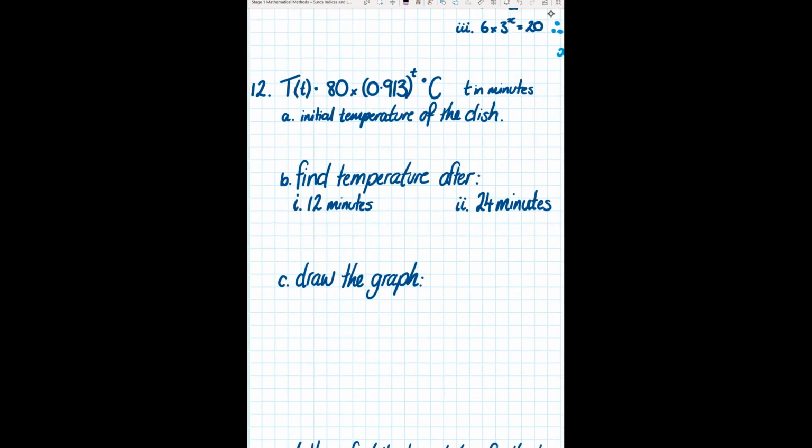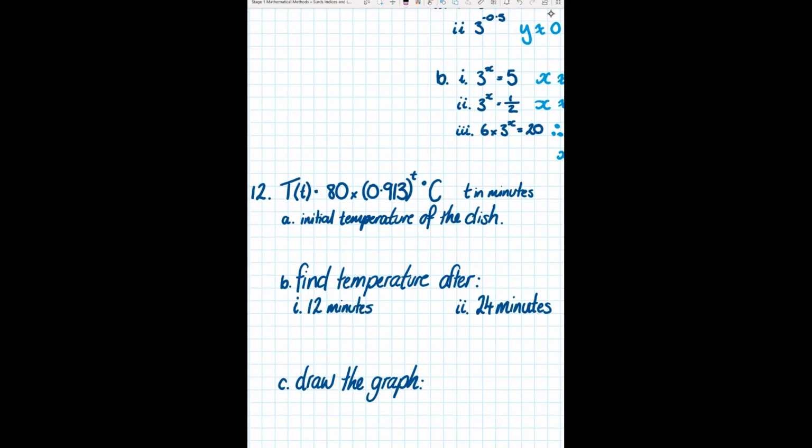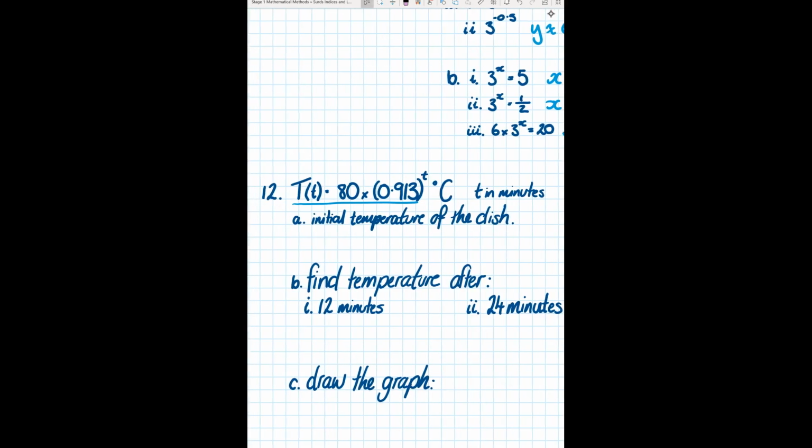Okay, now we have question 12, the final question for this revision. And we have the temperature of a dish that is cooling down. And so the temperature of the dish is given by T as the subject of the time is equal to 80 times 0.913 to the power of T, where T is the time in minutes. Now, straight away we can see that 0.913 is less than 1, so this is a decay problem. It's going to be going down. And we can start looking at our questions keeping that in mind.